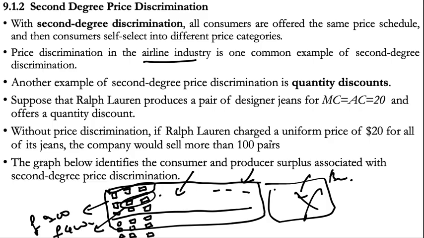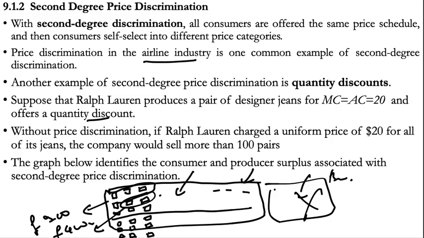Now another good example is what we call quantity discount. Okay, so let's say we use a textbook example. I'm sure you know Ralph Lauren boutique. So it produces a pair of designer jeans for, let's say, the cost is 20, marginal cost constant 20, so it's equivalent to average cost, and they offer a quantity discount.